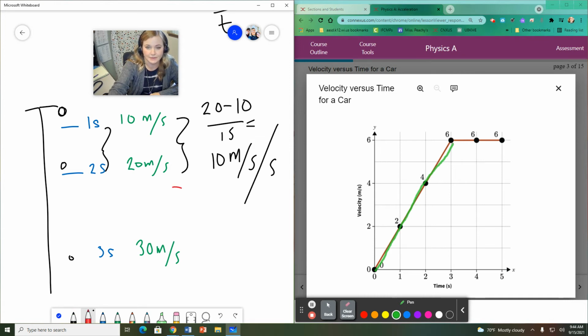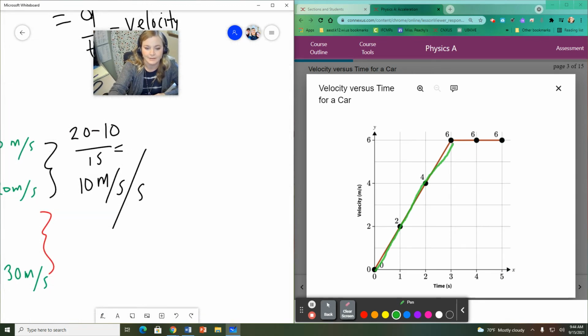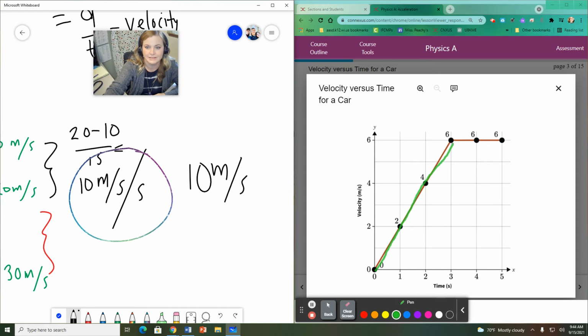If I look at the next one, same. 30 minus 20 divided by 1, also 10 meters per second for every second. That's the acceleration. The acceleration is always 10 meters per second in this particular example of this ball that's falling, right? So it's constant acceleration. The speed is not constant. The acceleration is constant. We can also write this 10 meters per second as 10 meters per second squared. Mathematically, they're exactly the same thing.